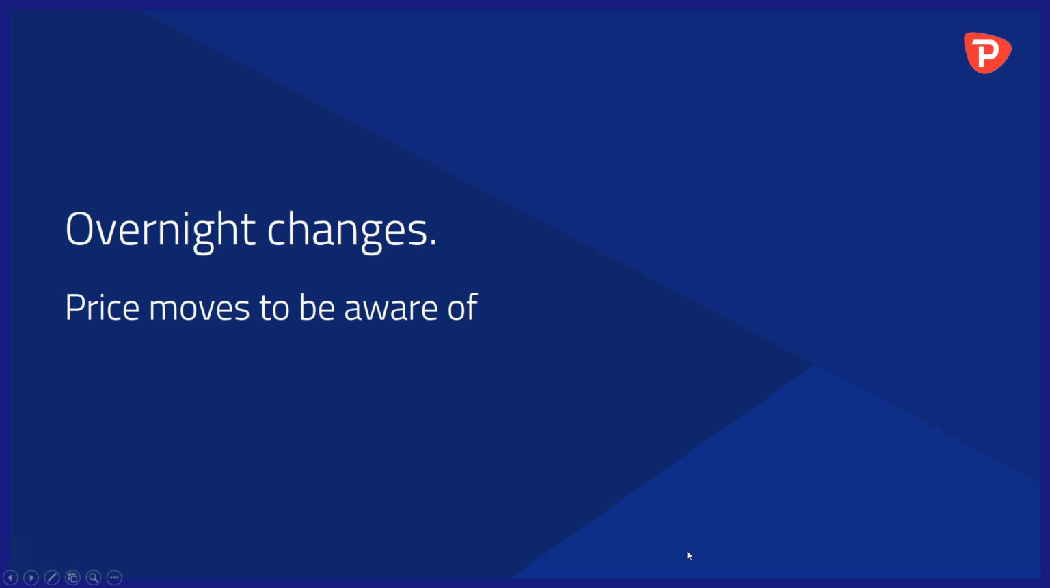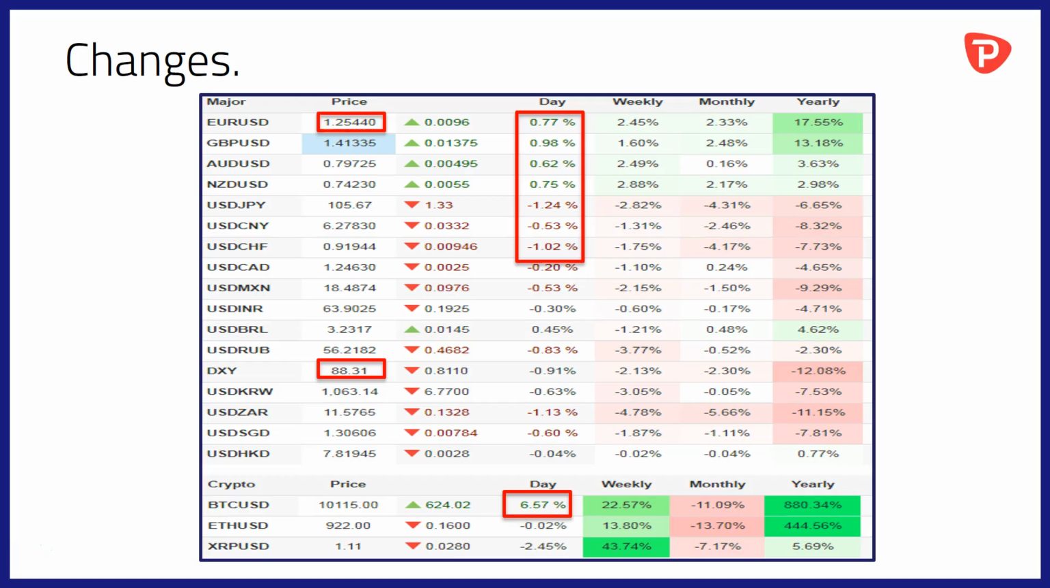Alright, let's take a look at overnight changes and price moves to be aware of. And the themes we touched on yesterday have continued and indeed expanded. What I mean by that is gains by many of the majors at the expense of the US dollar. We can see euro dollar, cable, the Aussie dollar, the Kiwi, the yen, the Chinese yuan, and the Swiss franc all making gains against the greenback. Dollar index itself trading at 88.31 here, and you can see the moves in the majors here.